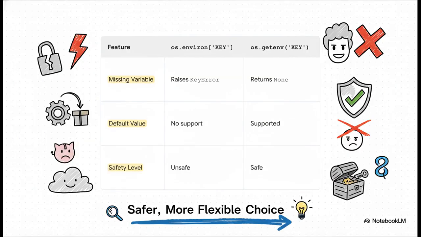So let's just recap that crucial difference. If a variable is missing, using os.environ with the square brackets, it crashes. KeyError. But os.getenv, it just safely returns None. os.environ has no way to provide a default value. os.getenv is built for it. So the bottom line is pretty clear, right? When you're reading configuration, os.getenv is absolutely the safer, more robust, and more flexible choice.